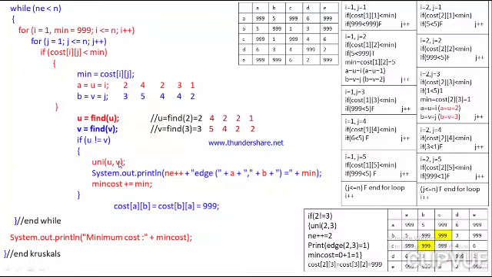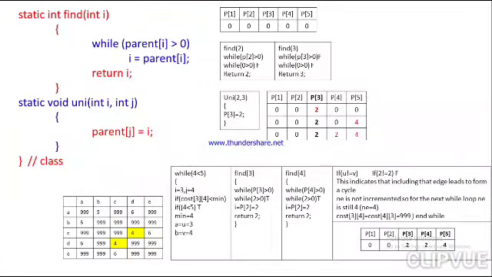That is the function of your union. So what I am doing in the union, I am making parent of i as j, or parent of j as i. Both are correct. If you want, you can swap the i and j also. So I am making the parent of the j as i.